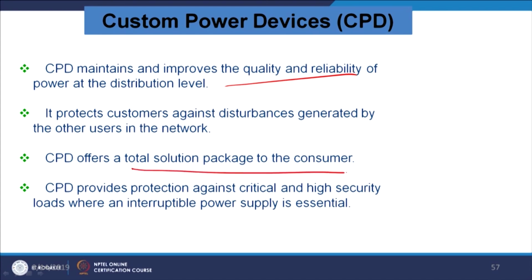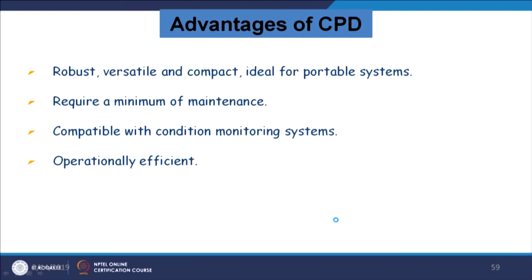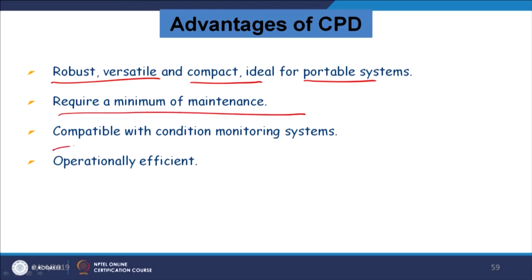CPD offers the total solution package for the customers, and CPD offers protection to high security loads when interruption occurs. So, it can be IGBT or GTO based. The GTO switches are used to interrupt large voltage and current having a higher power rating, but the switching frequency is less. Some of the custom power devices are DVR, DSTATCOM and UPQC. So, why do we go for this solution? It is robust, versatile, compact, ideal, requires minimum maintenance, is capable of a condition monitoring system, and operationally it is effective.